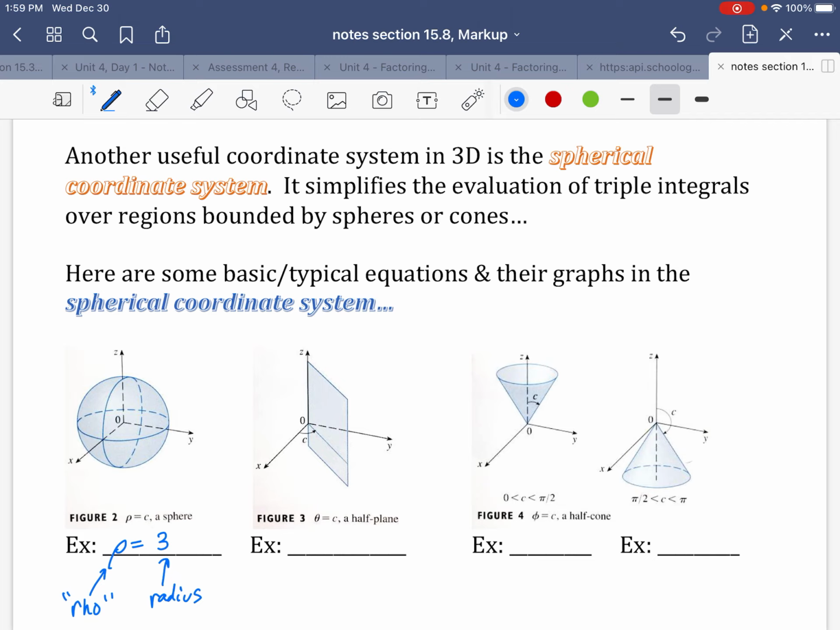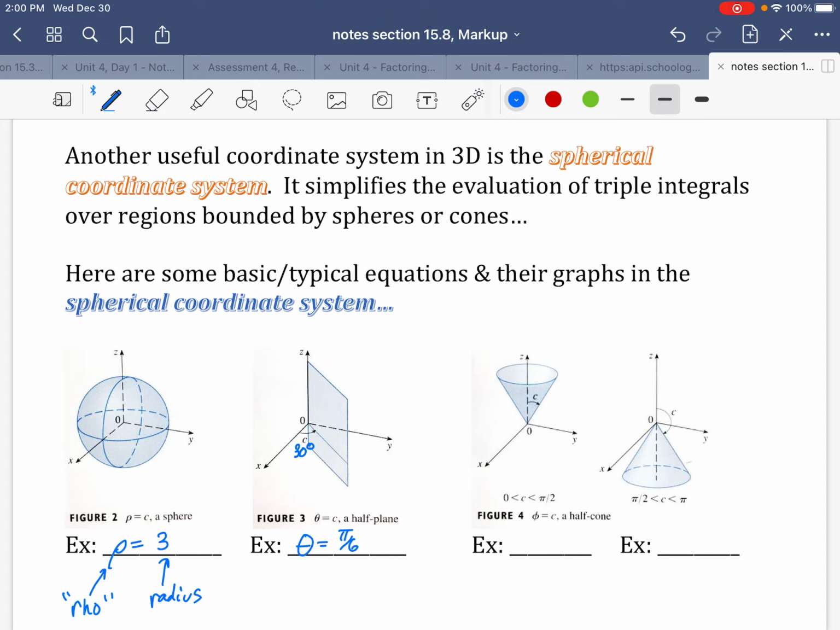Here is the half plane that we discussed last section as well. For example, we could see something like theta equals pi over 6. That is a half plane. It would be 30 degrees from the x-axis. Like if it were this picture right here, this would be 30 degrees right there. And it's coming out of the z-axis. It's only going halfway out the one side.